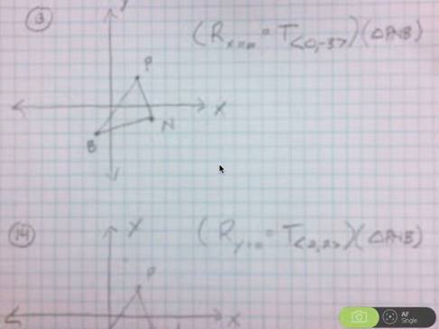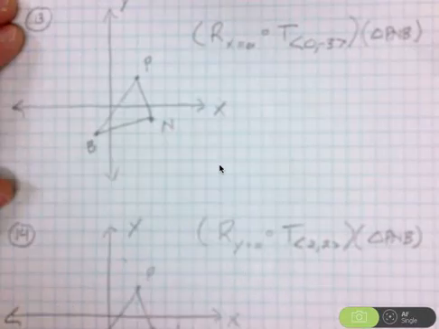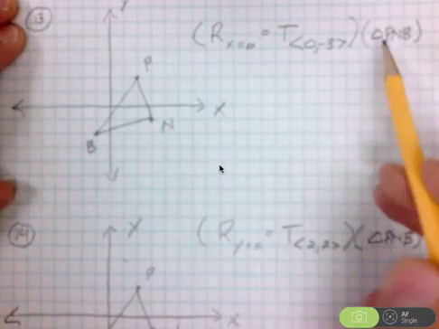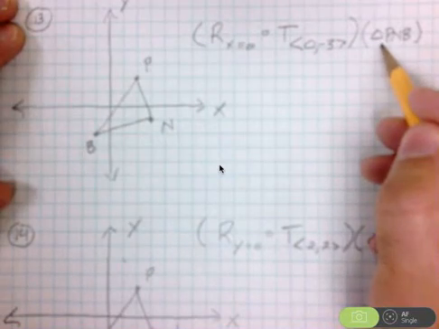Guys, here's how to complete the two questions that I collected yesterday. This is important. You're going to do this again in just a few minutes. So this is a composition of transformations, and you work your way right to left.